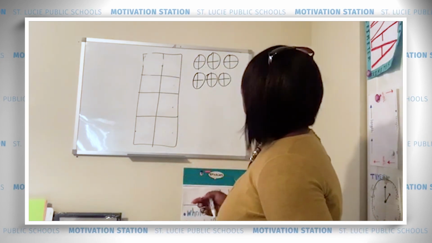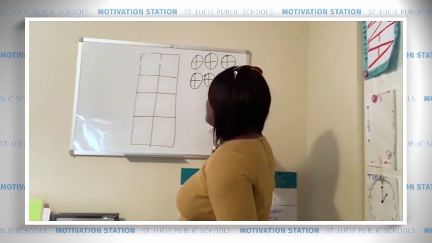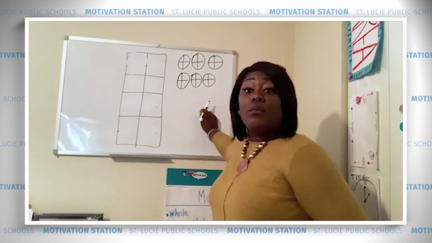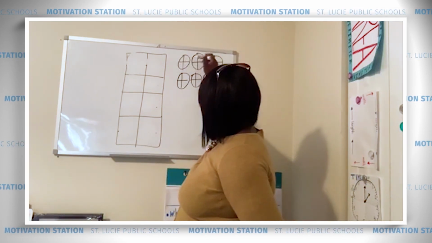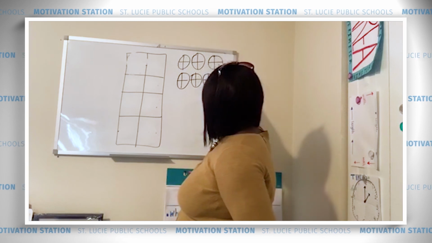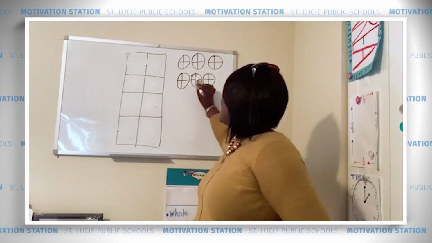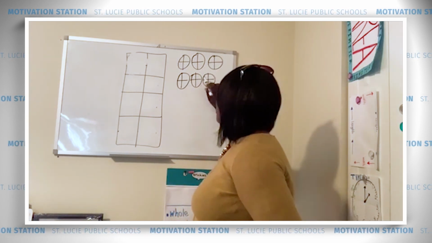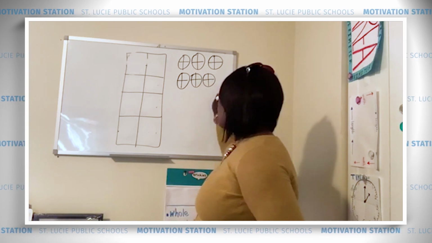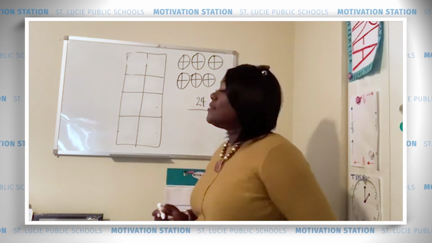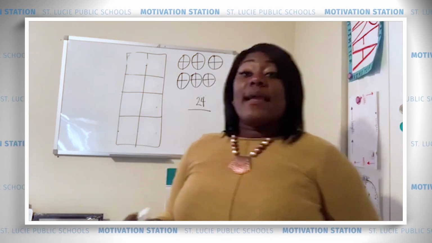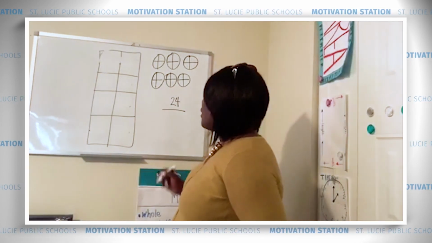Well, let's take a look at how many parts I would have if I broke the 6 cookies into 1/4. I have 1, 2, 3, 4, 5, 6, 7, 8, 9, 10, 11, 12, 13, 14, 15, 16, 17, 18, 19, 20, 21, 22, 23, 24. I have 24 parts. Now let's go back and look at how I would write that as a fraction.